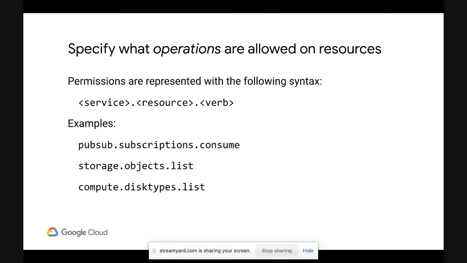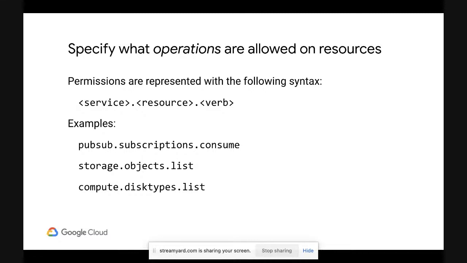So what operations are allowed on the resources? The permissions that are part of that role dictate what operations are allowed on the resource. In Cloud IAM, in the Cloud Identity and Access Management world, permissions are represented in the form of the service first, then the resource, and then the verb, which says what the action is. For example, you have here Pub/Sub as the service, the resource would be subscriptions, and consume is the verb that I'm going to give.